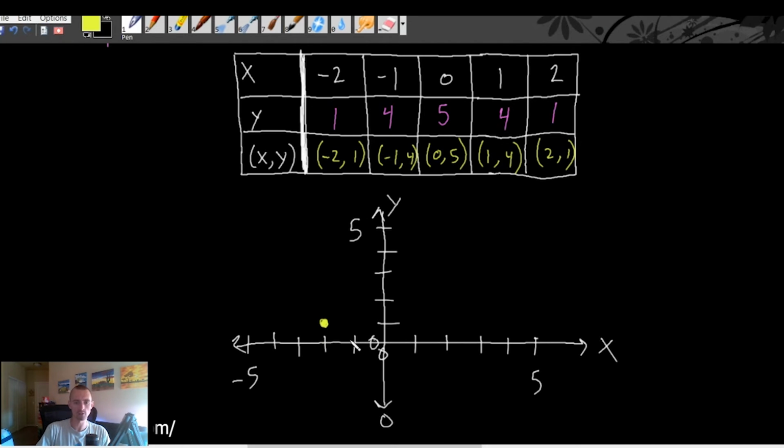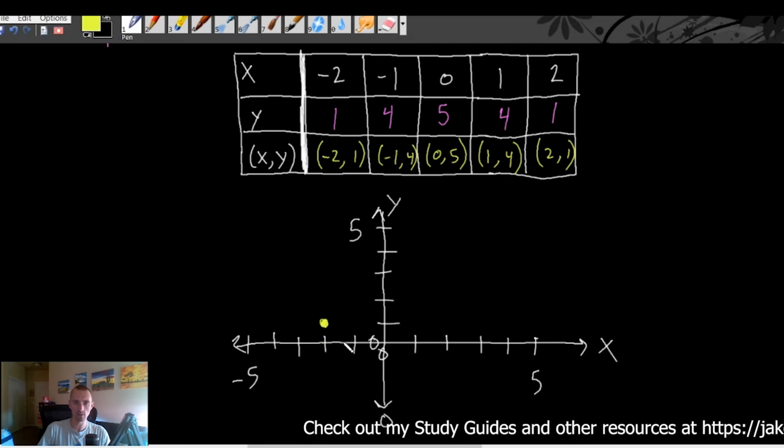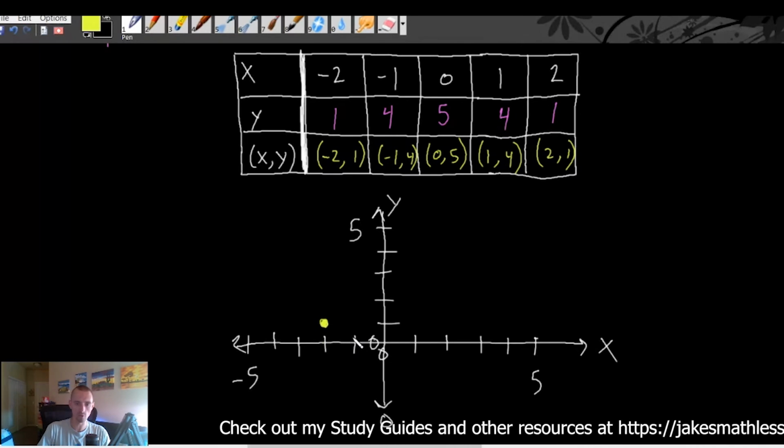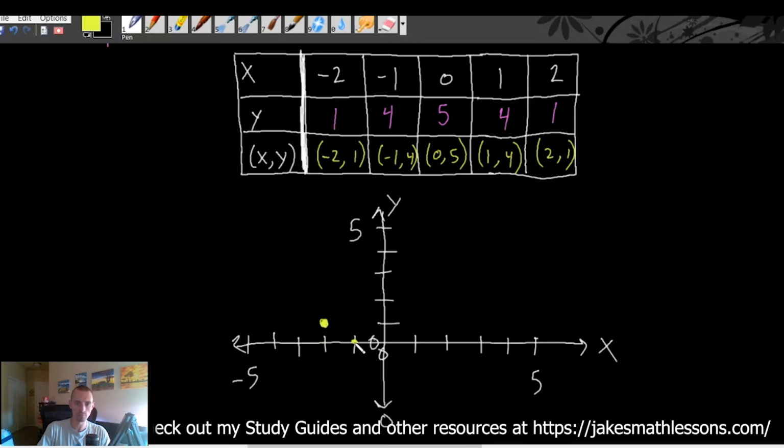So the x coordinate will always be the first one listed. That tells you where you go on your x-axis horizontally. Then the y coordinate, the second number, will tell you how far up or down to go. So -1, we're going to first go left and right. -1 is to the left, the negative numbers. So we're going to go to -1 right here.